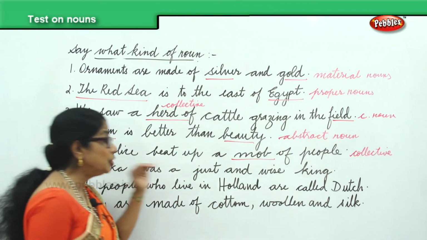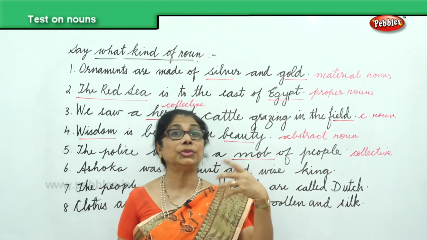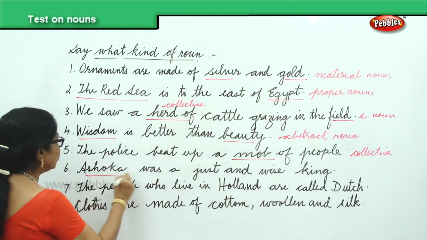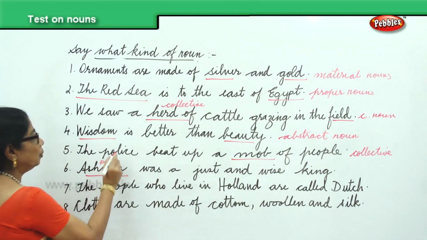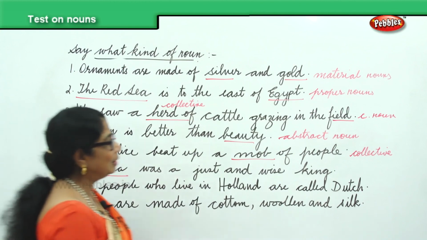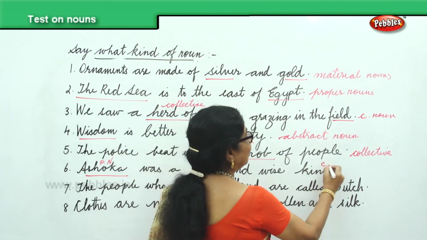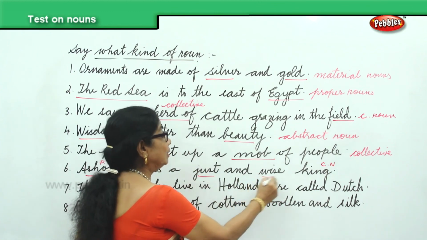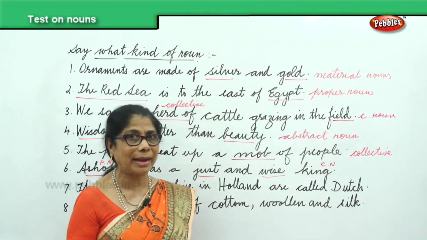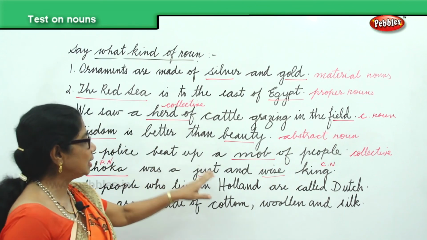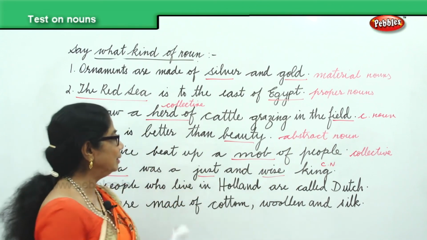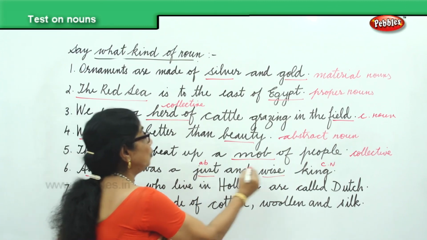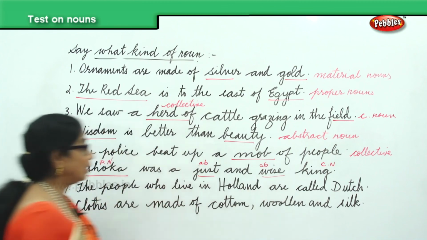Ashoka was a just and wise king. Ashoka is the name of a king, a proper noun. Then you have here king, a common noun, but you have just and wise. Both these are abstract nouns. He is a just king, a wise king. Just and wise are abstract nouns.